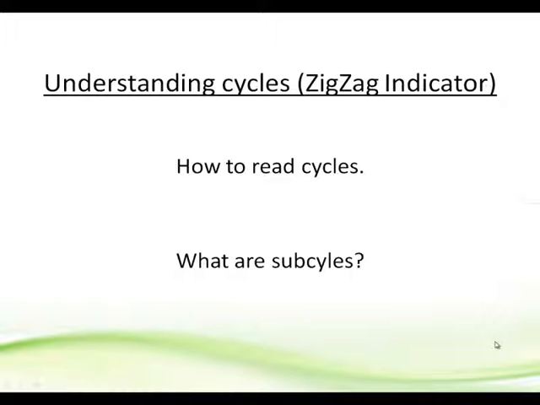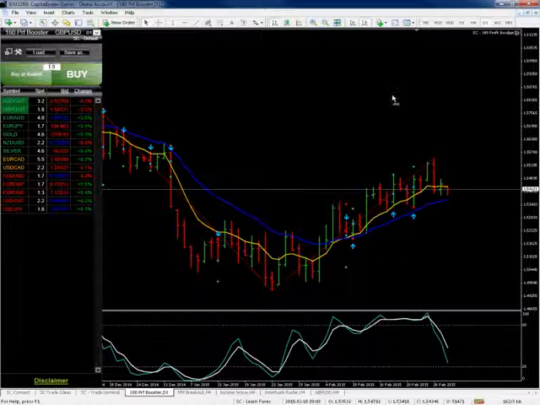What I'm going to cover today is how to understand cycles. I'm going to show you the zigzag indicator, which is 95% accurate. I'm going to show you how to put it in your charts and basically how to follow it. I'm also going to show you how to read the cycles, and also how to read sub-cycles and what they are. So let's get started. There we go.